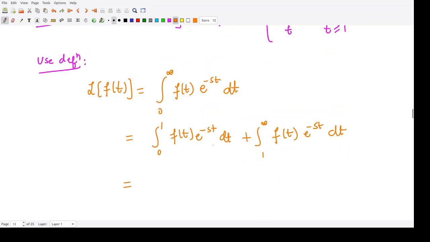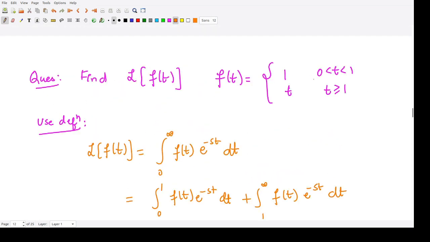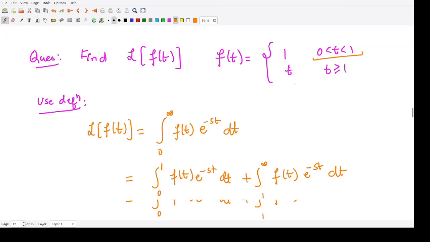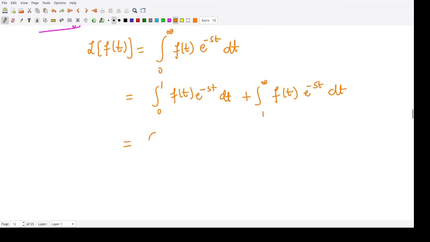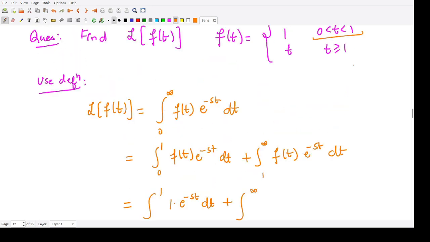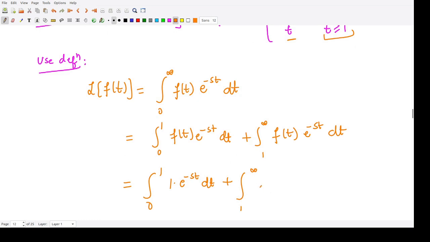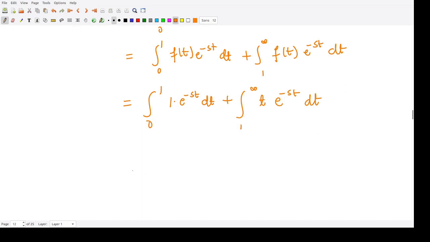What is the value of this f of t when the limits are from 0 to 1? Its value is equal to 1. So we have the integration from 0 to 1 of e to the power minus st dt, and then we would have from 1 to infinity. What is the value in this interval? The value here is t. So t into e to the power minus st dt. Now we can solve this one.